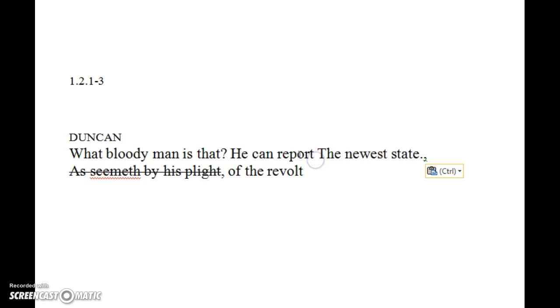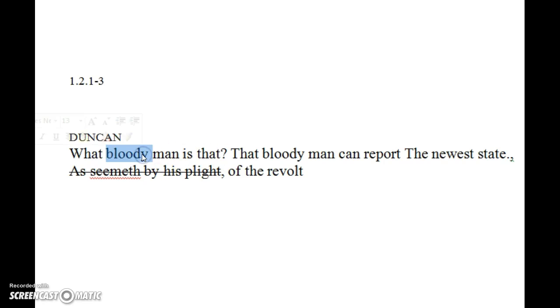He, that bloody man, can report the newest state of the revolt. Why? Because he's bloody, right? Because of his plight. Now, all of a sudden, a word that we thought we didn't really need before makes a little bit more sense to us, okay?